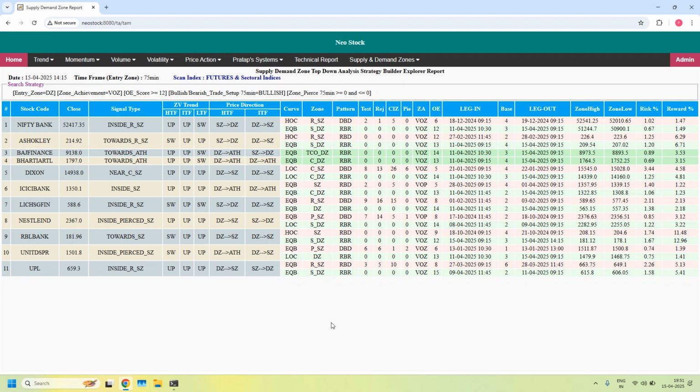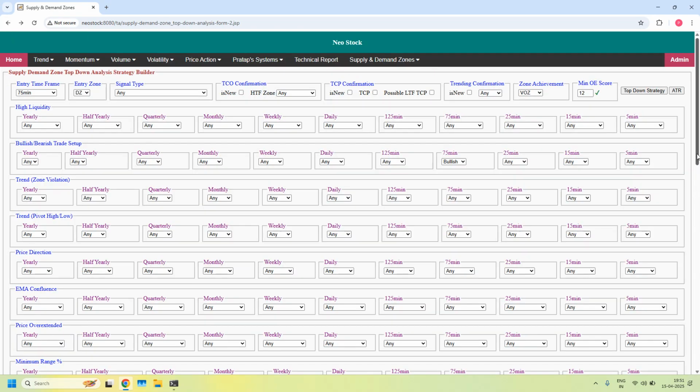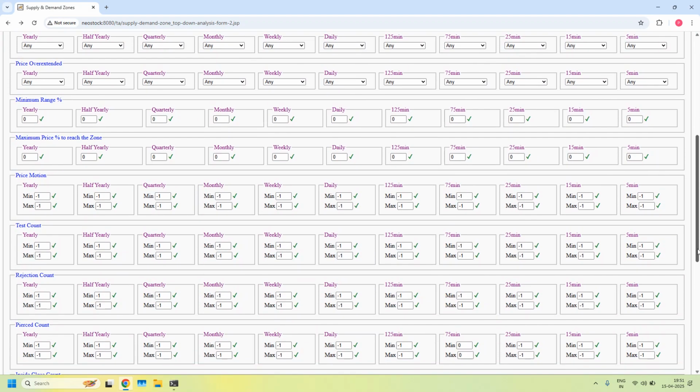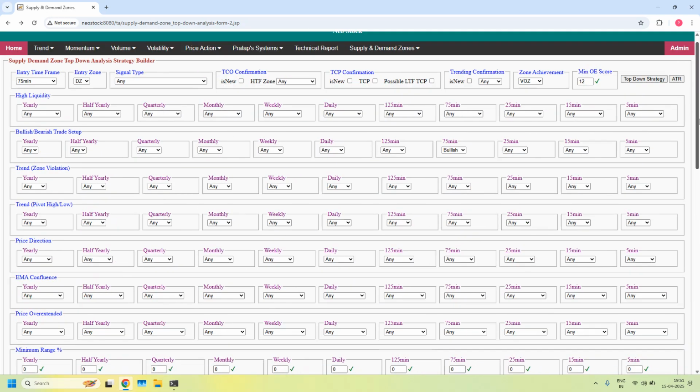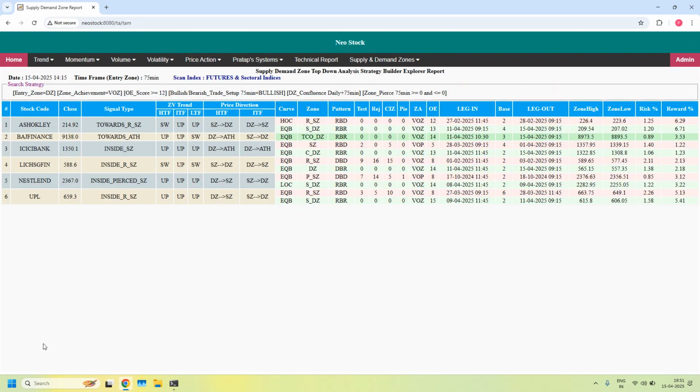Out of these 11, how many have an even higher probability to get success? So first filter based on LTF, ITF demand zone confluence. That is 75 minutes and daily demand zone confluence. So I am enabling that filter. We got 6 stocks.